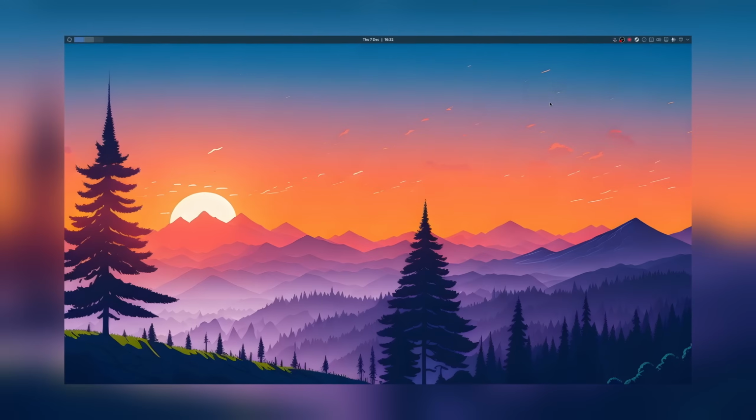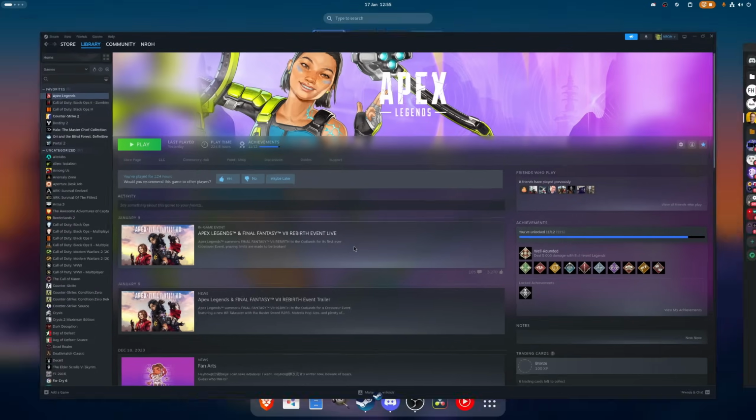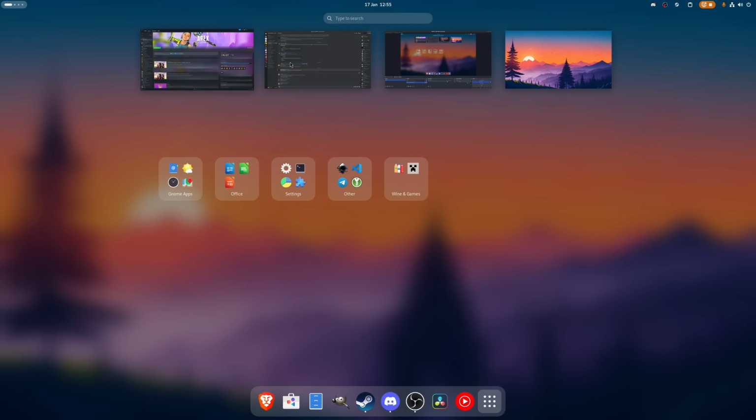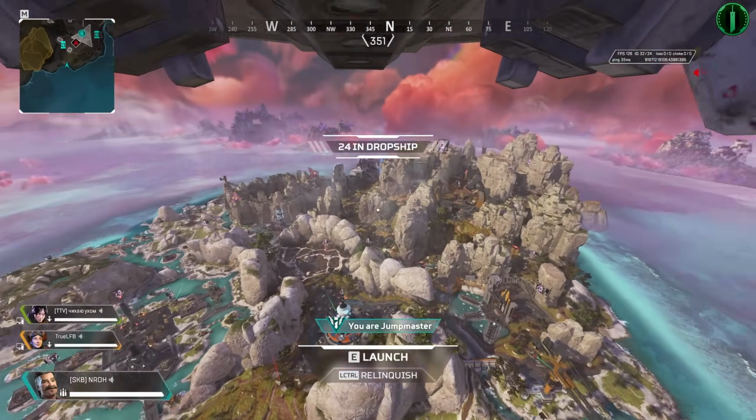I moved to KDE Plasma because it was supposed to be the better option for gamers. But after I installed Gnome 45 for a review, I discovered something interesting. Playing Apex Legends felt more responsive than on Plasma. But how can that be?